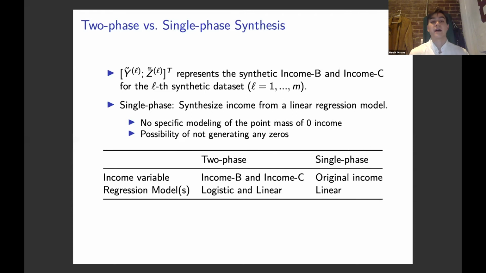To assess how effective our two-phase synthesis model was, we compared it to a single-phase synthesis where we specifically synthesized income from a linear regression model. However, there are a couple of drawbacks. First, there's no specific modeling of the point mass of zero income. And second, there's a possibility of not generating any zeros. So, as a summary, our two-phase synthesis model uses both the binary and continuous income, while in the single phase, we only look at the original continuous income. In the two phase, we use both a logistic and linear regression model, while in the single phase, we only use a linear regression model.